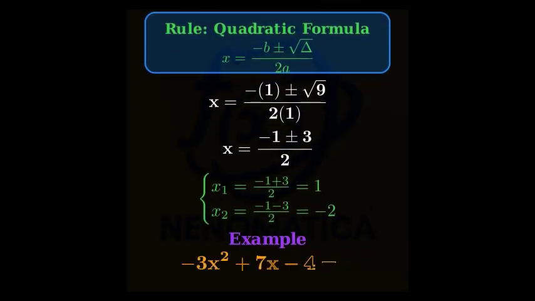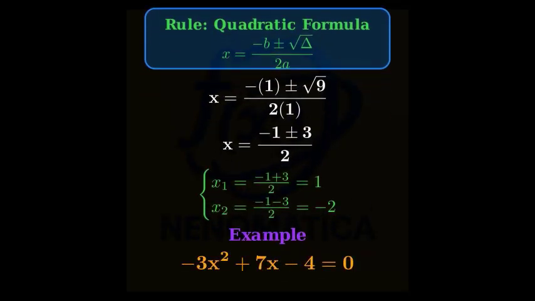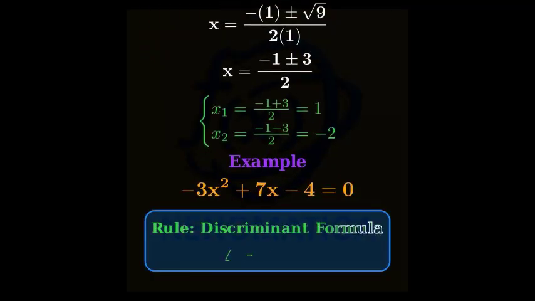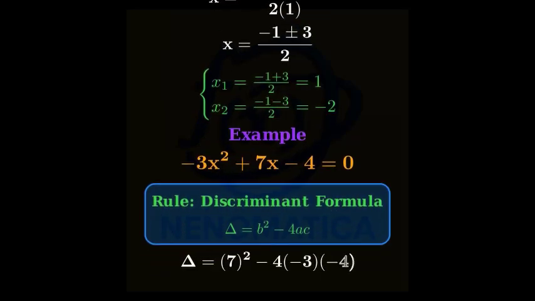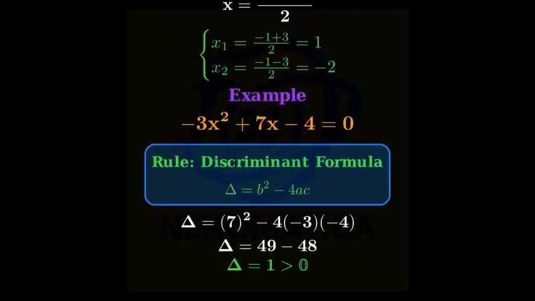Example. Our second equation is negative 3x squared plus 7x minus 4 equals 0. Again, step 1 is the discriminant. Delta equals b squared minus 4ac. This time a equals negative 3, b equals 7, c equals negative 4. Substitute and compute delta. Delta equals 1, which is positive, so there are again two real roots.